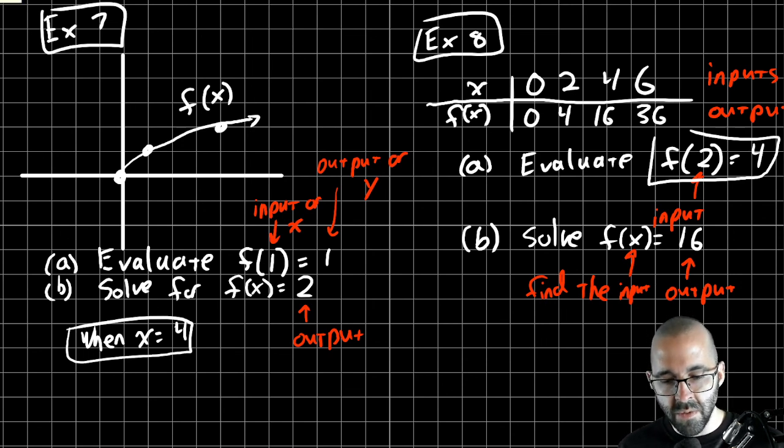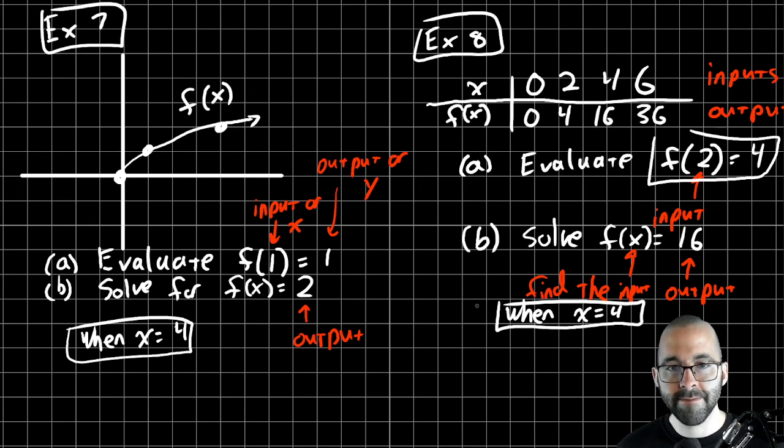All right, so we'll look at our outputs. Remember, our outputs are all this stuff down here. Look at our output, find 16. What input gets us to 16? 4. That's our answer. When x is equal to 4 is when we get that output.